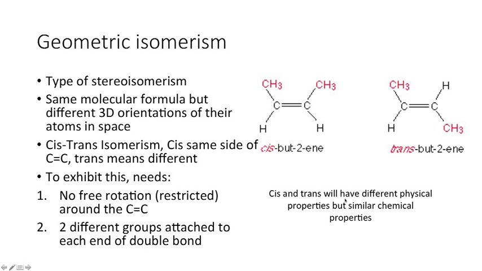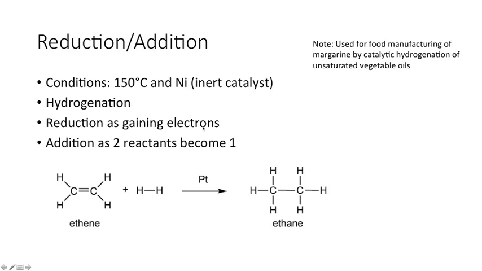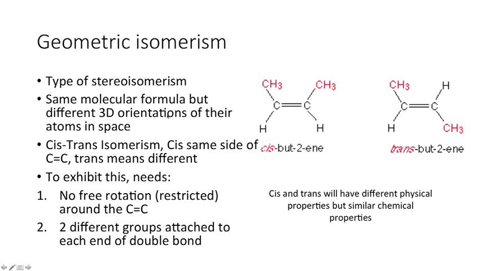They also exhibit geometric isomerism. This is a type of stereoisomerism. This means they have the same molecular formula but different 3D orientations of the atoms in space. So they have cis-trans isomerism. So cis means the same side. Think of it like cis sisters. They're on the same side. Whereas trans means they'll be on different sides.